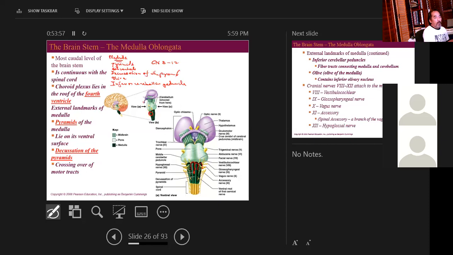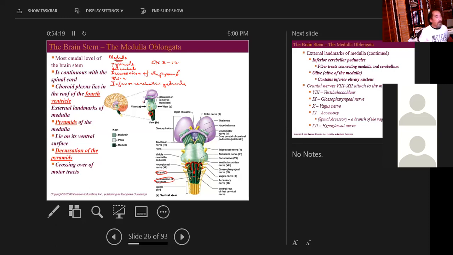1 and 2. Now the pyramids get there. So what is below that pyramid? It's going to be the decussation of the pyramid. Okay, the decussation of the pyramid. What does decussation of the pyramid mean? Remember, the nerves to the right side of your brain travel down to the bottom and cross over to the opposite side of the body.